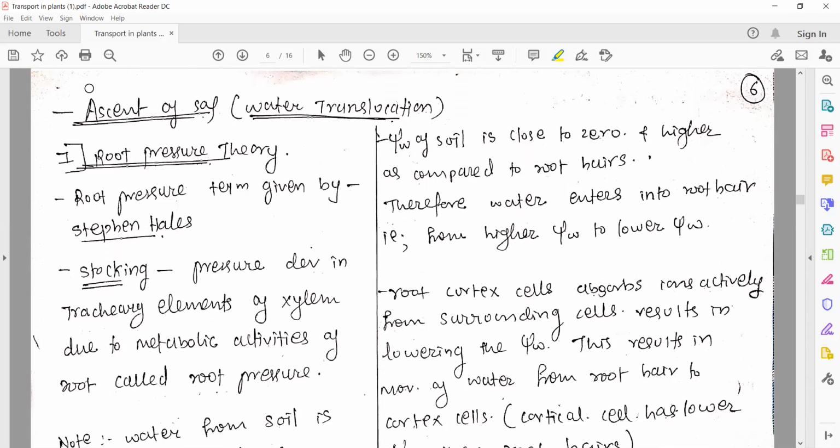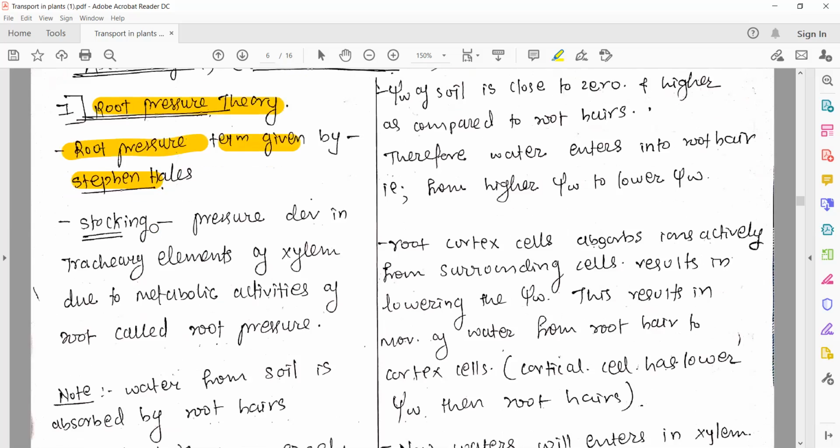Now we are entering into the ascent of sap topic, that is nothing but water translocation. It is very simple, the only thing is that there are two theories which we have to deal with over here. First is called the root pressure theory. So what is that? The term root pressure was given by Stephen Hales. So Stephen Hales was the scientist who talked about root pressure.